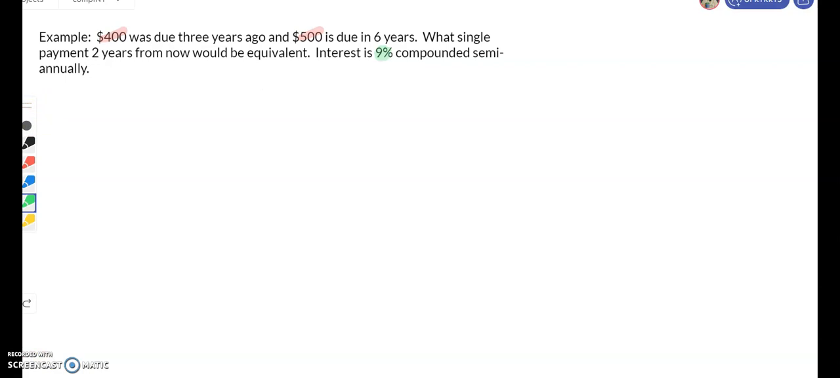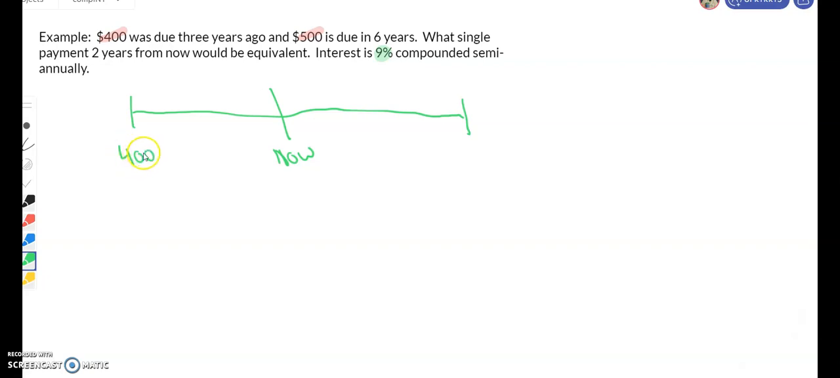We also have to realize that the question has a lot of information in it that we're going to have to dig out. Do not make the mistake of putting the 400 with the 500. All our money has to be exactly at the same time. So we're going to create a timeline. If we decide this is now, then 3 years ago, we have to pay $400. And we have to pay $500 in 6 years.